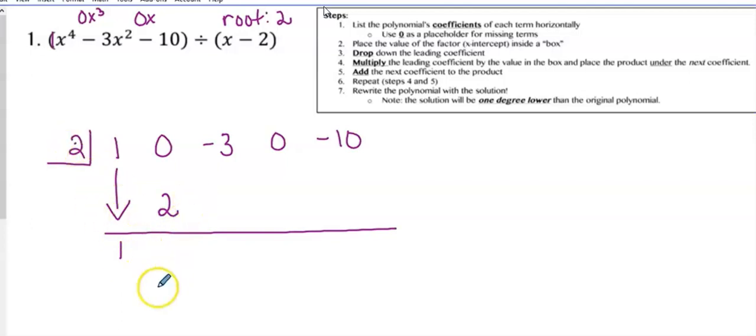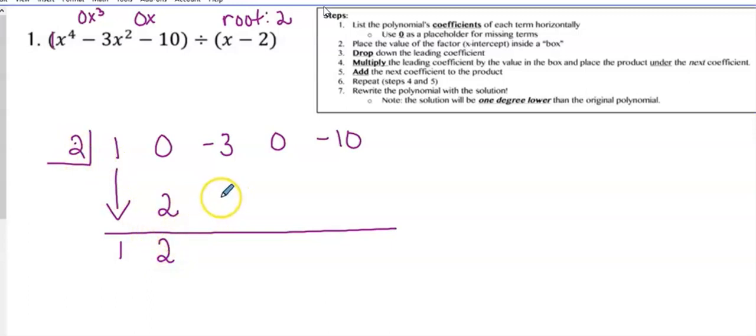Okay, so 2 times 1 is 2. Then I'm going to add or combine this number and this number. So combine this. Just add them. Okay? Then I'm going to multiply again. I'll multiply this times this and put it here.